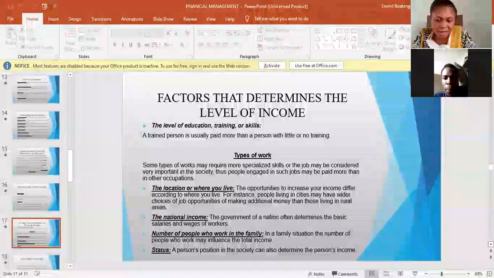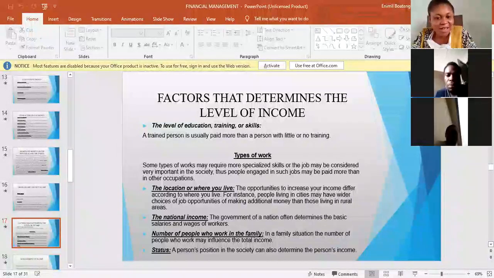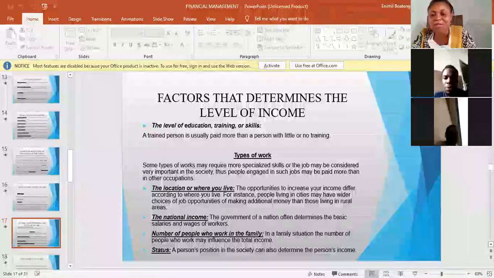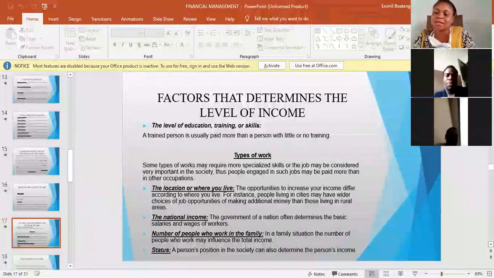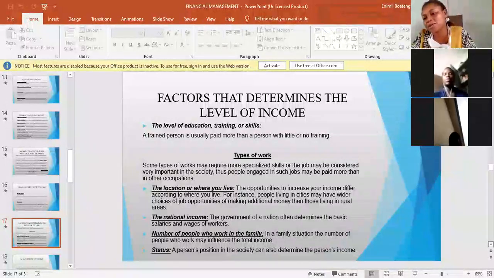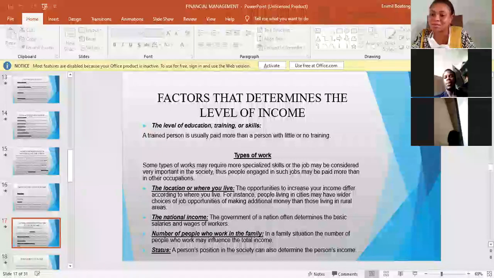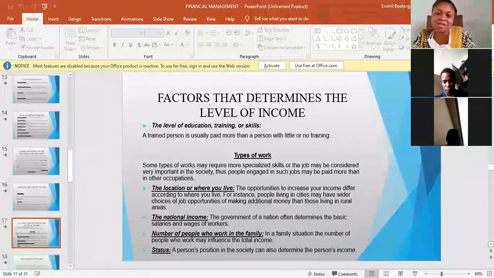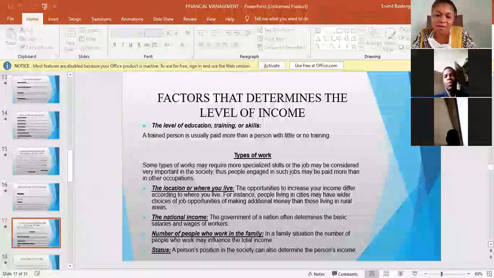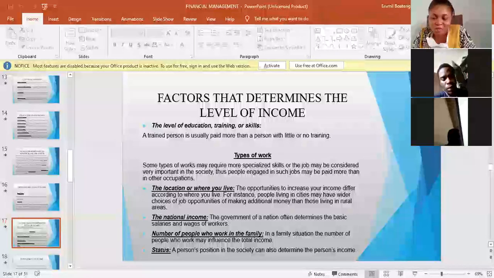When we talk about national income, that has to do with the government of the nation. It determines the basic salaries and wages of workers. So there's a basic salary that every worker is supposed to get. I think it used to be 50 cedis a day, but I don't know if it's still the same. 50 cedis a day, that's a basic salary. So, basic wage per day.